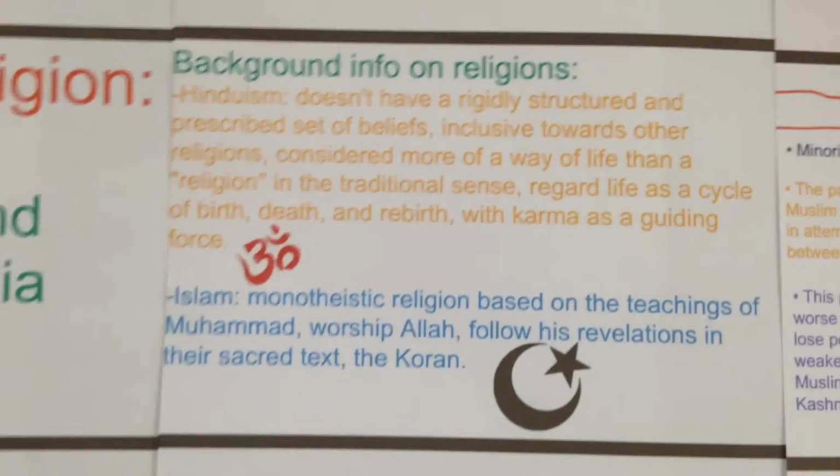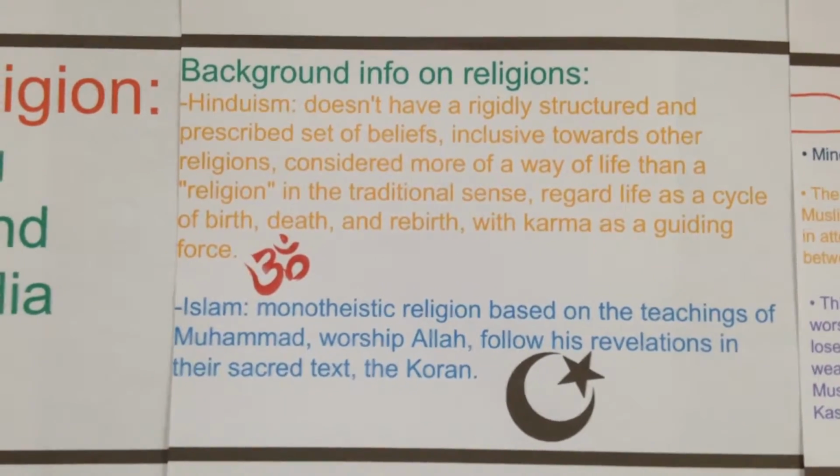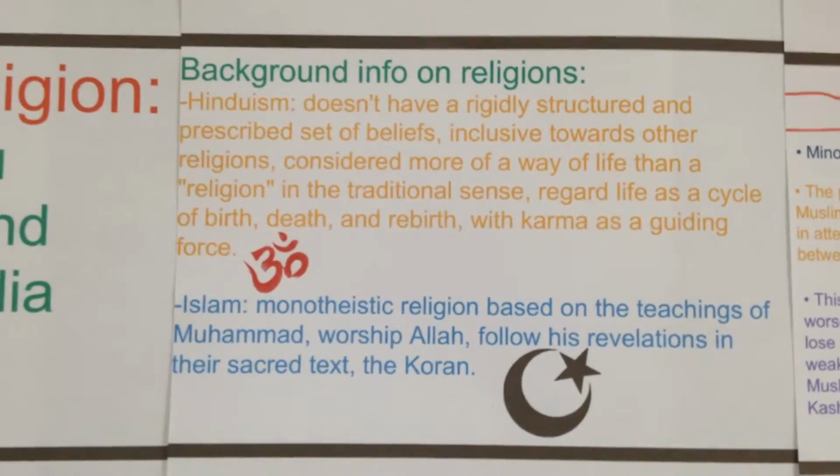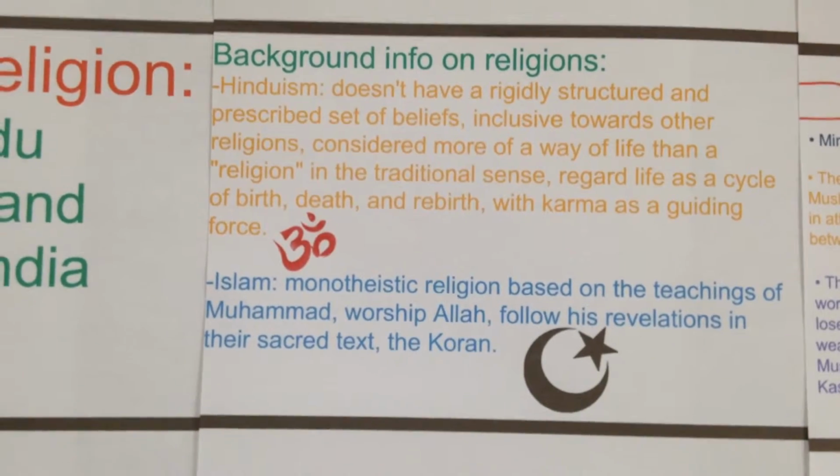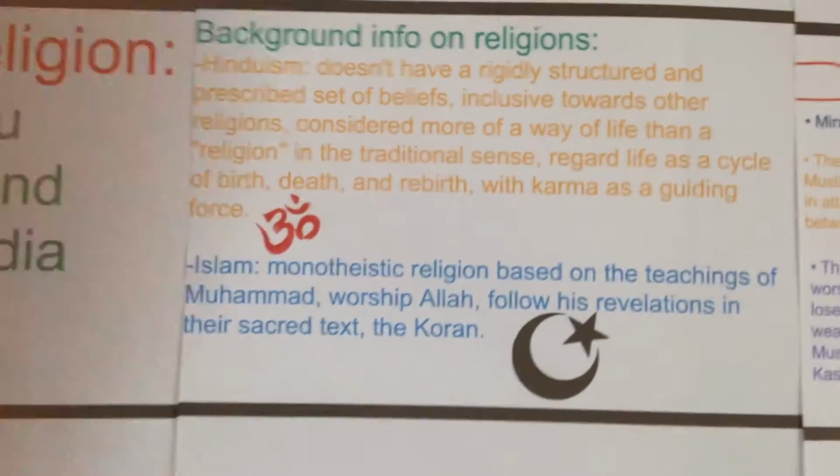Hindus regard life as a cycle of birth, death, and rebirth, with karma as the guiding force. This is their symbol. Islam is a monotheistic religion based on the teachings of Muhammad. Muslims worship Allah and follow his revelation in their sacred text, the Quran, and this is their symbol.